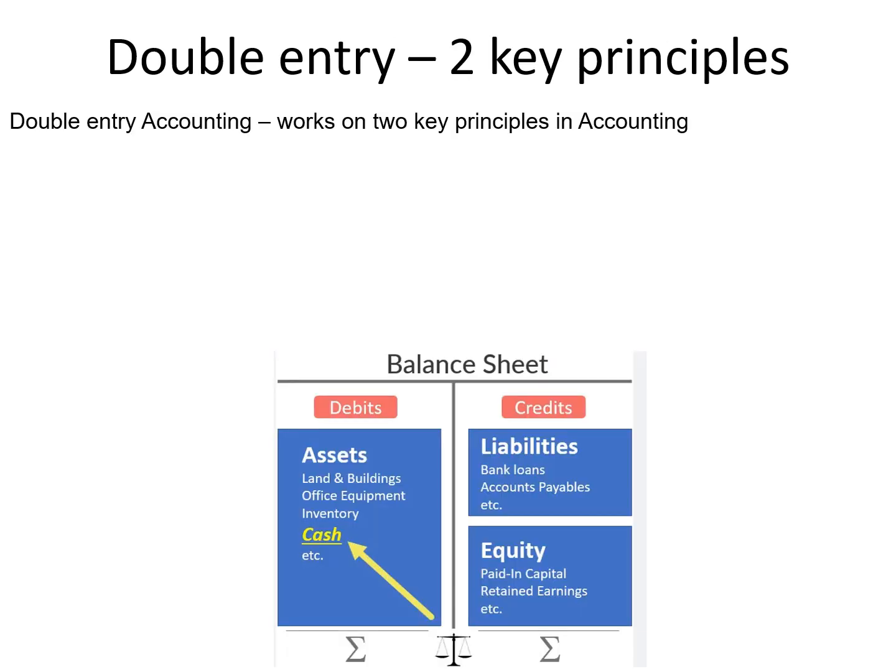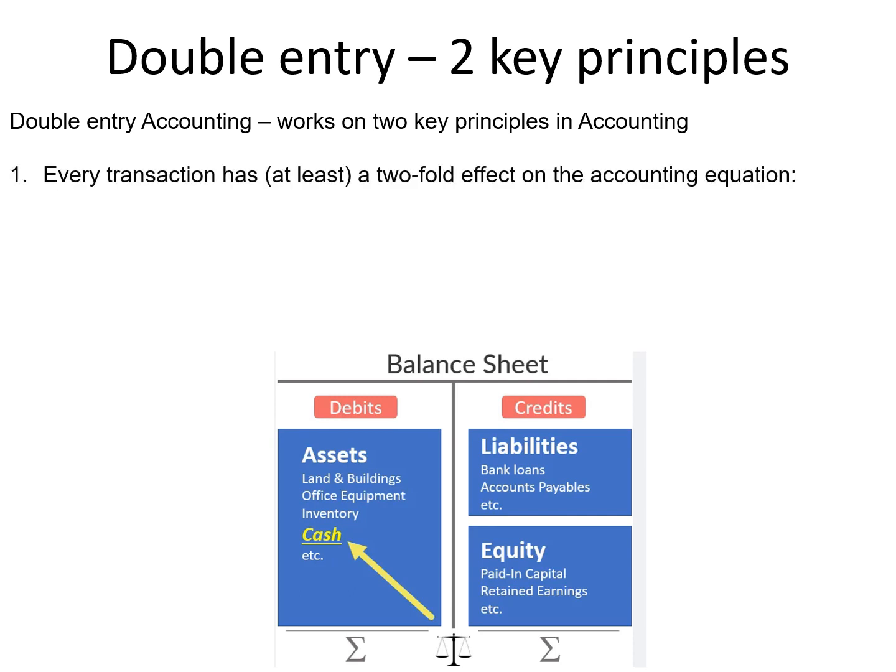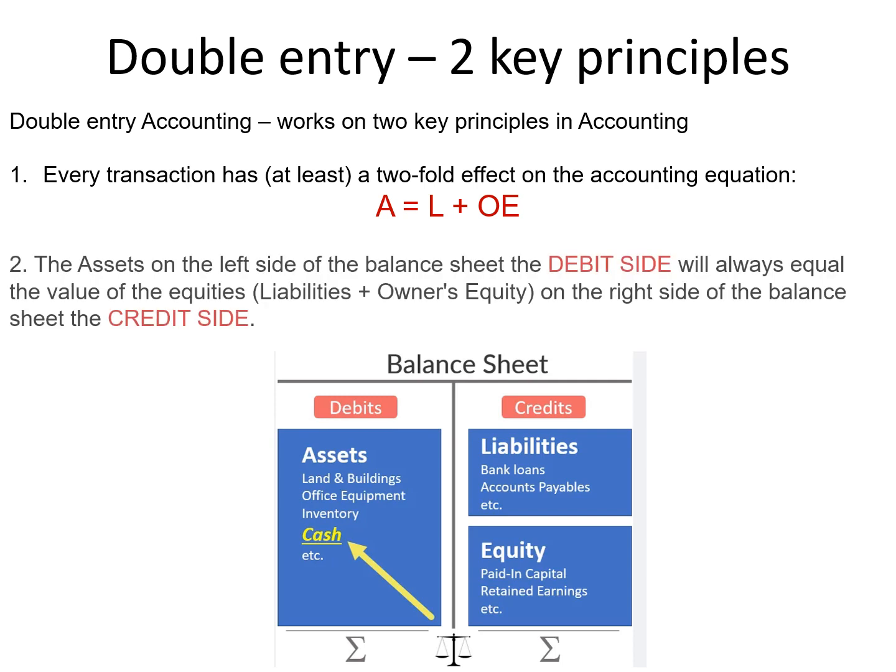Now, there's two fundamental principles that underpin double entry recording. Principle number one, every transaction has at least a twofold effect on the accounting equation, assets equals liabilities plus owner's equity. And the second principle, we link this to the balance sheet because we've got the assets on the debit side and they will always equal, after every transaction, the liabilities and the owner's equity on the credit side.